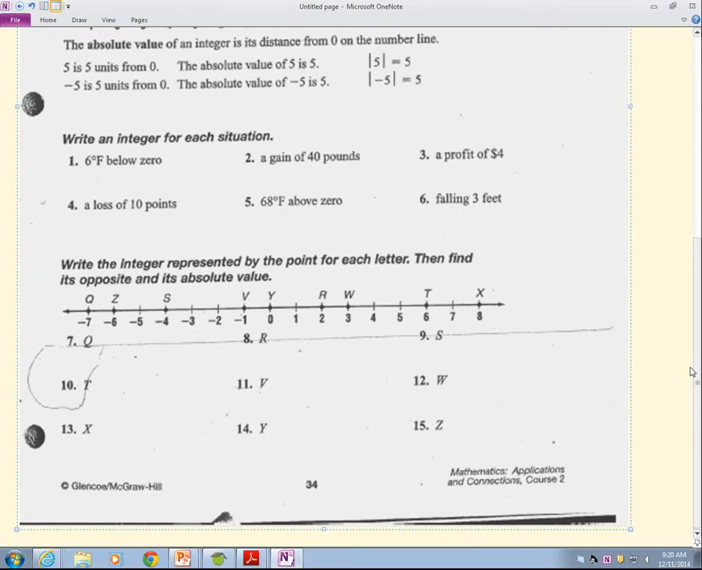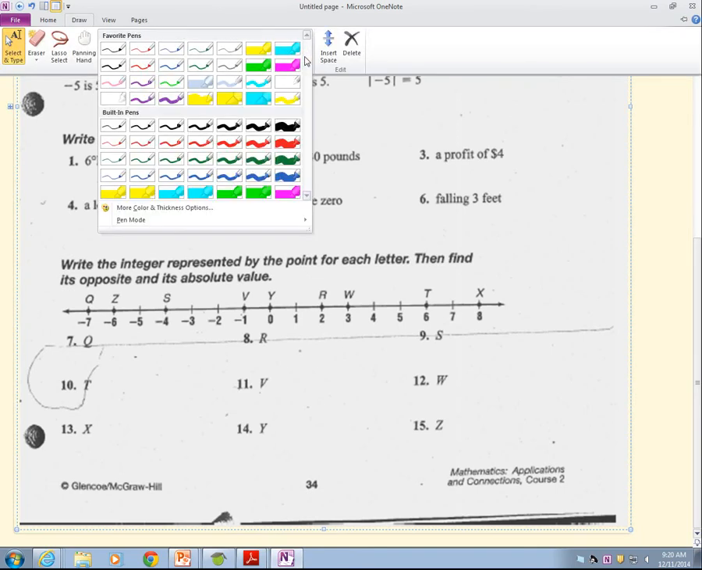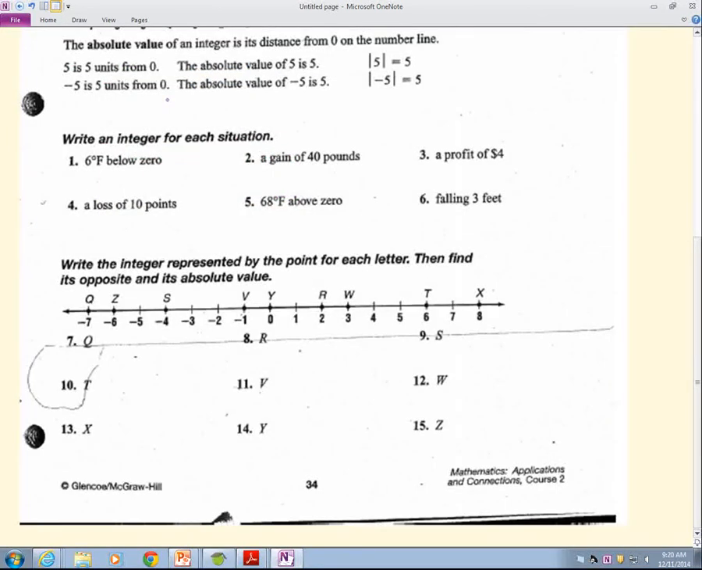So it says here, write an integer for each situation. We have 6 degrees below zero, Baitai. Negative six what, chickens? Fahrenheit, good. Negative 6 degrees Fahrenheit. Okay, a gain of 40 pounds. Bradley? Plus 40, good. Then we have a profit of $4. So that's positive 4.